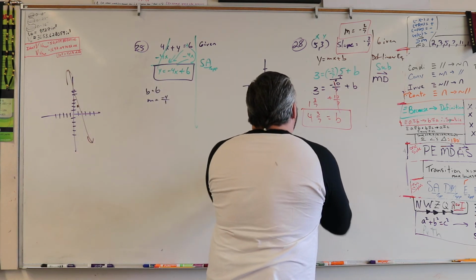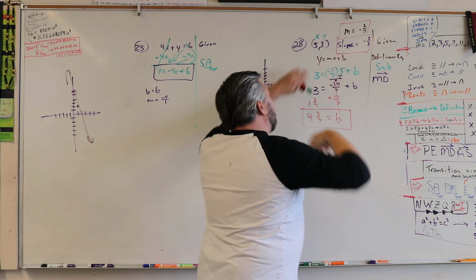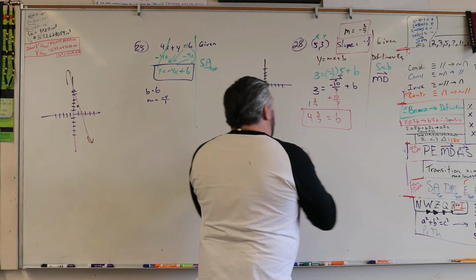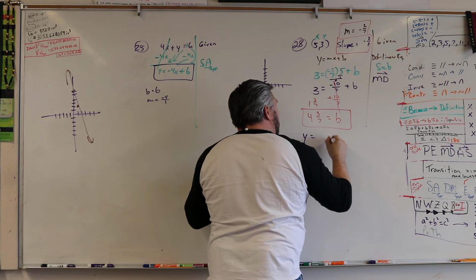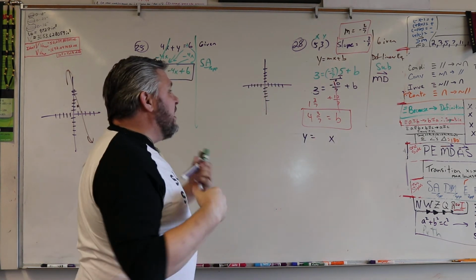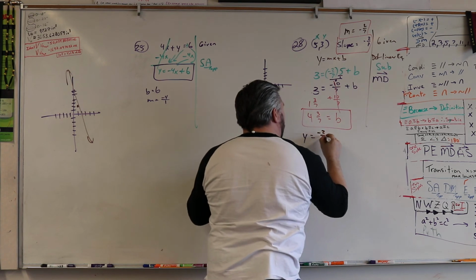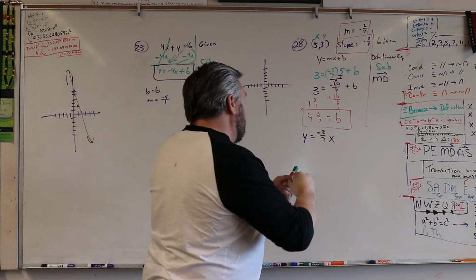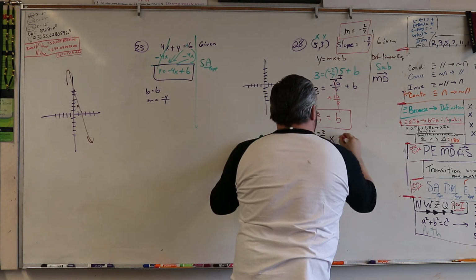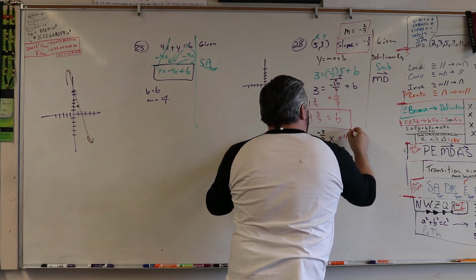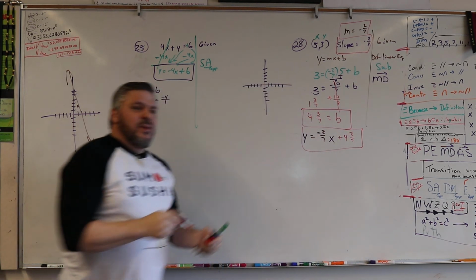So now I don't have to rewrite this. I already have it. So I can start with y equals mx plus b. And all I need to plug in is m and b. So I have m is negative 2/7. And I have b is plus 4 and 3/7. And that is the equation.